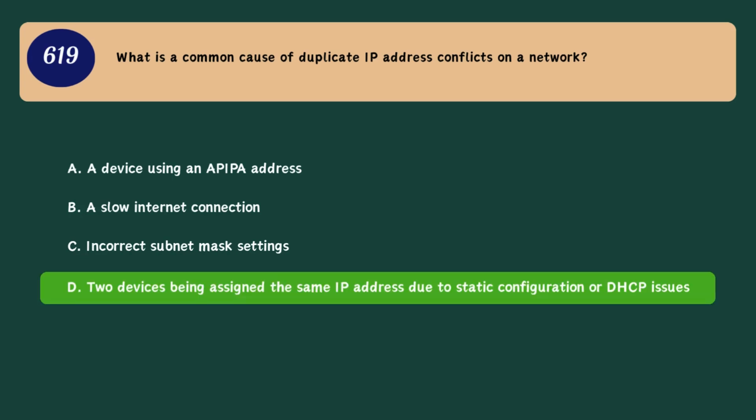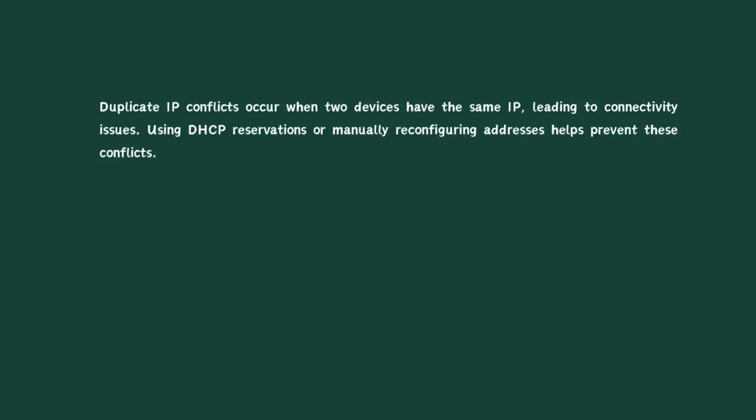Correct answer. D. Two devices being assigned the same IP address due to static configuration or DHCP issues. Duplicate IP conflicts occur when two devices have the same IP, leading to connectivity issues. Using DHCP reservations or manually reconfiguring addresses helps prevent these conflicts.